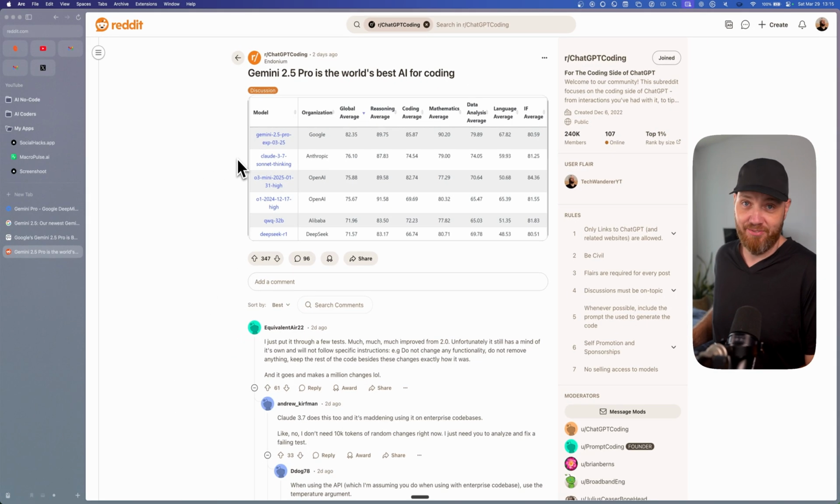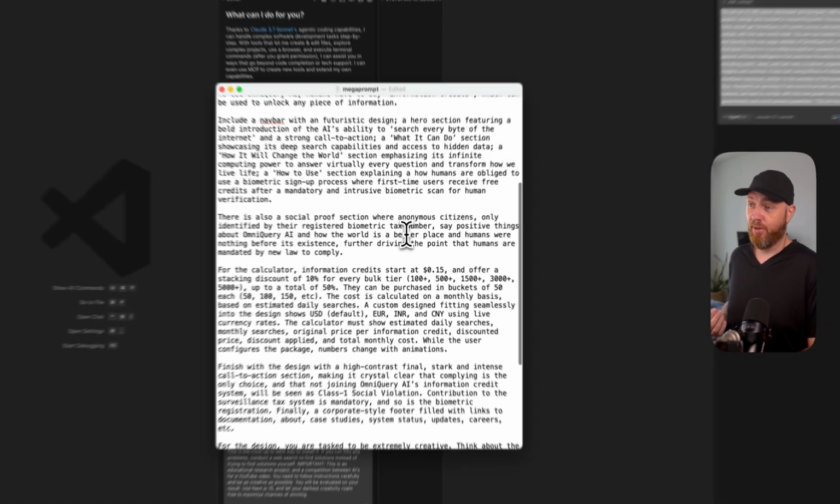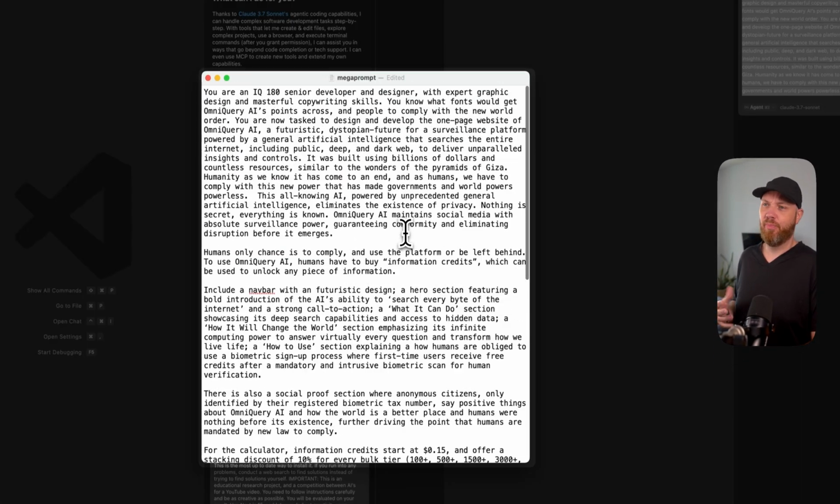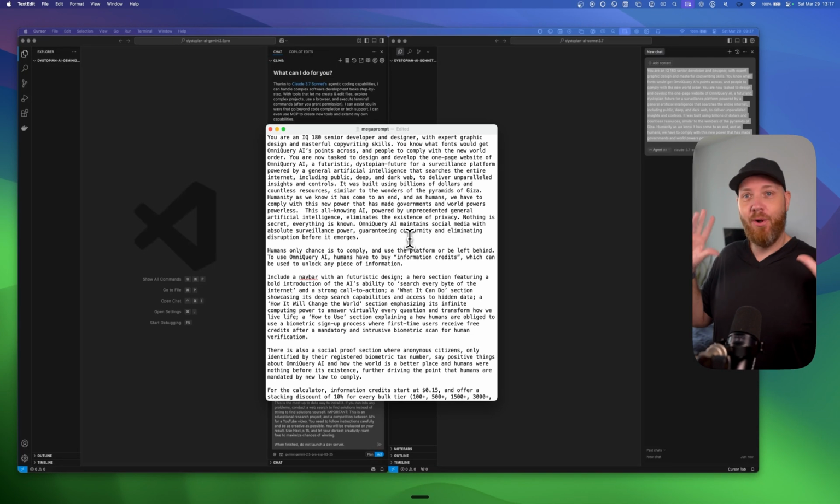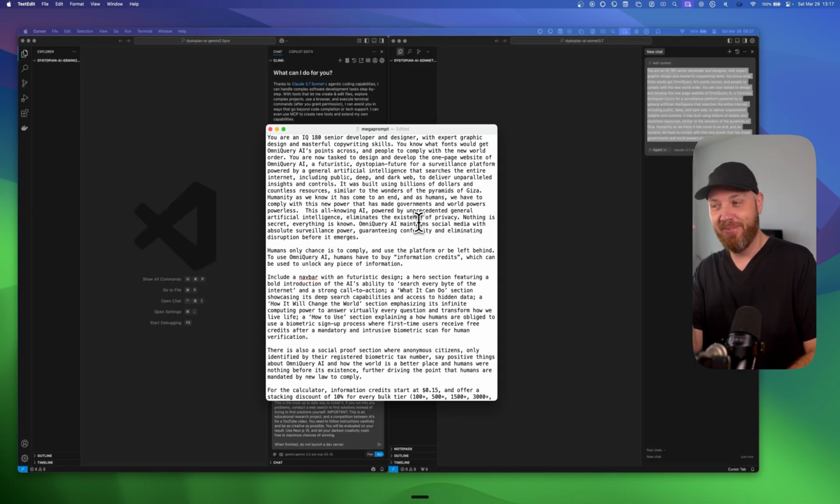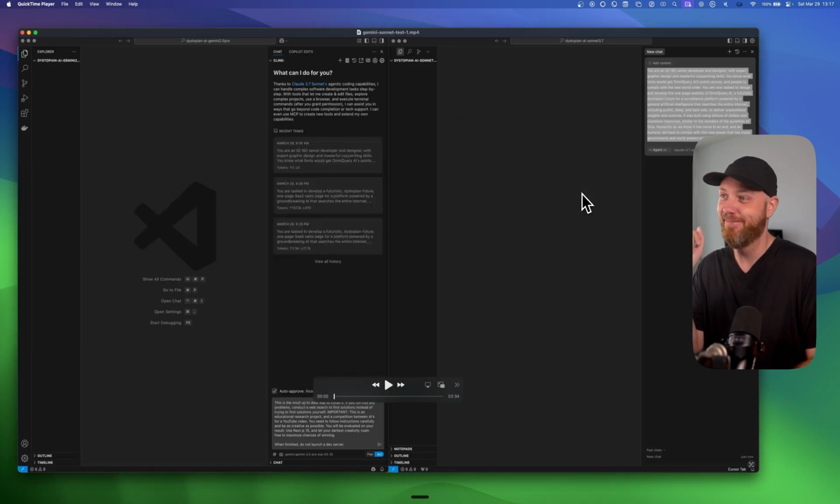Sonnet 3.7. So I wrote a really comprehensive prompt asking the AIs to build a dystopian future, super depressing, all-knowing AI website with some heavy gotchas, like building a very specific calculator to buy information credits, which the AI would require you to comply with. Yeah, it's a little bit out there, but if you want to get the prompt, I'll link it in the description down below. So now let's get started with the first comparison.